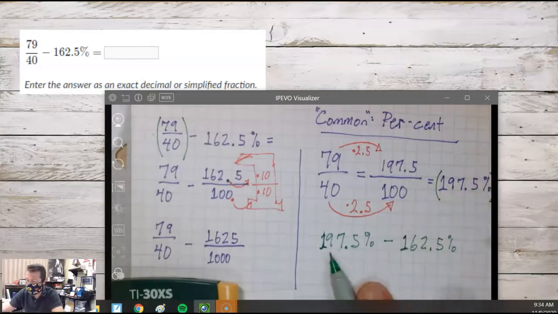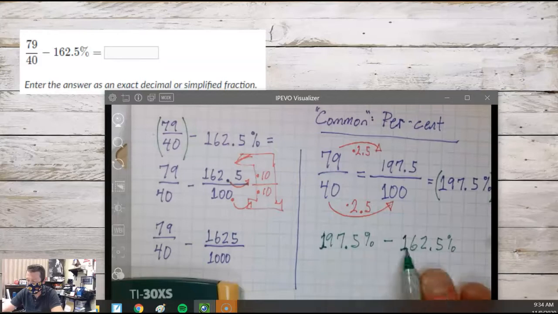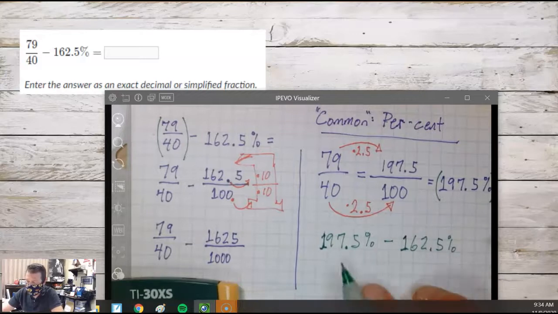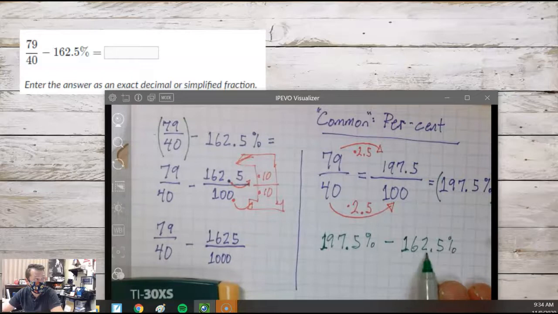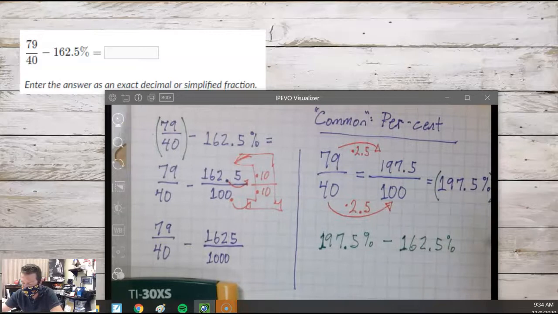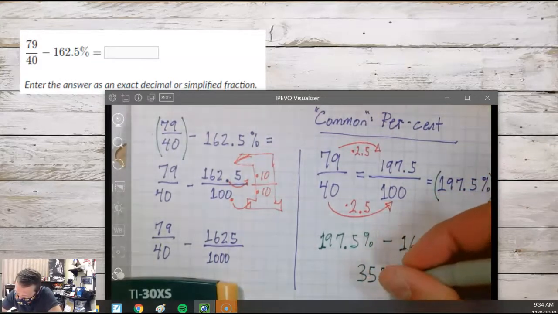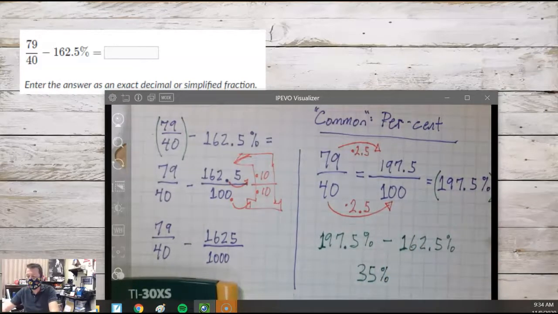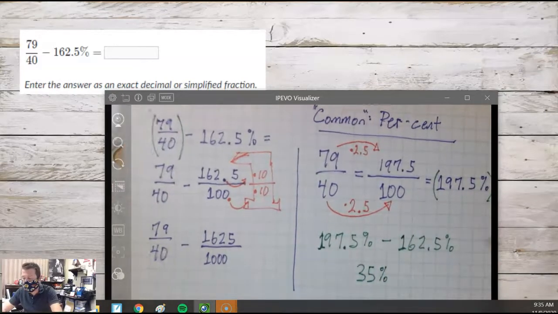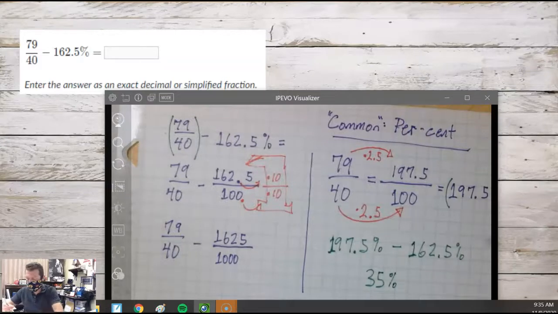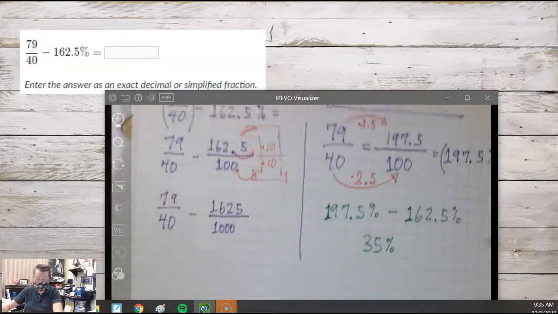And then I can really just do 97.5 minus 62.5, because the hundreds will subtract from each other, since 100 minus 100 is gone. So the 0.5s will subtract from each other, and those will be gone. So what's 62 taken away from 97? Just shout it out. 35%.